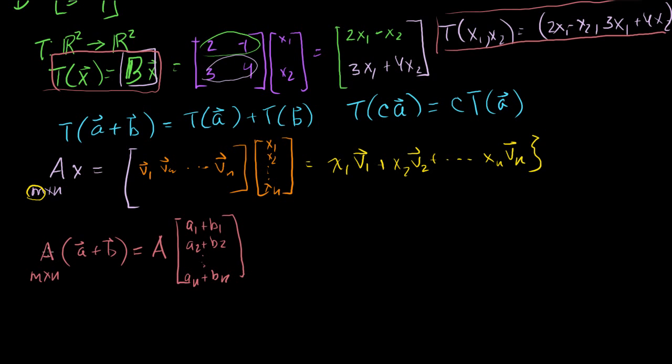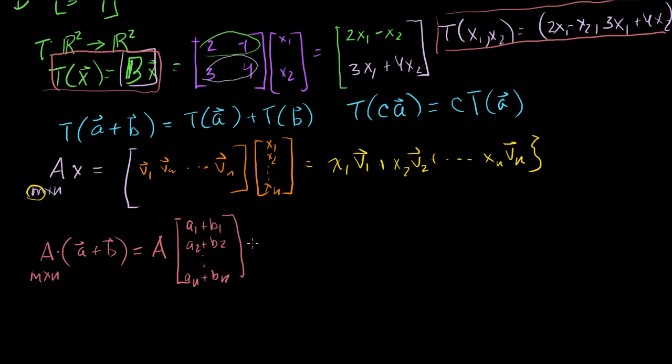I'm not saying A of a plus b. I'm saying A times, maybe I should put a dot right there. I'm multiplying the matrix. I want to be careful with my notation. This is the matrix vector multiplication. It's not some type of new matrix dot product. But this is the same thing as this multiplication right here.